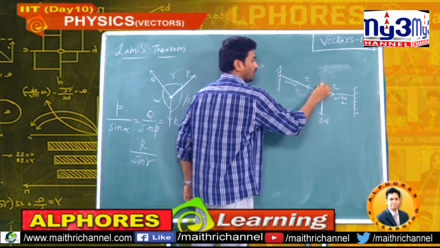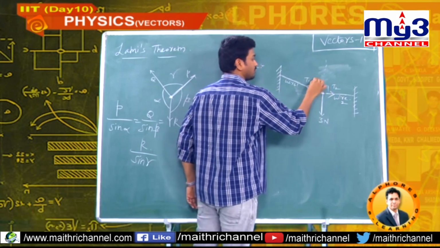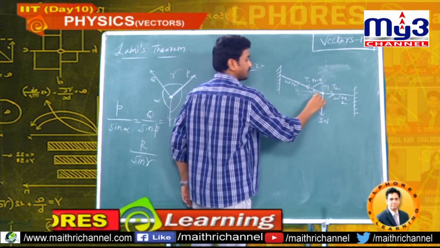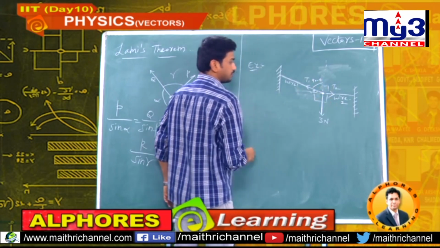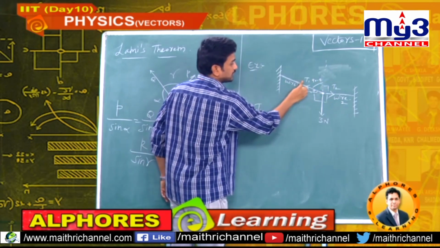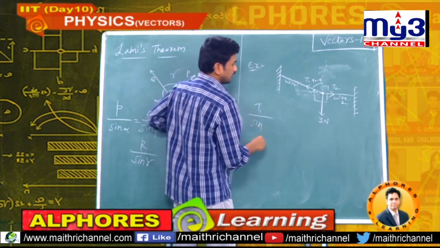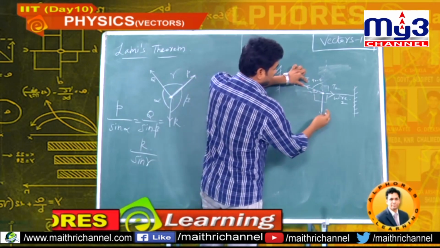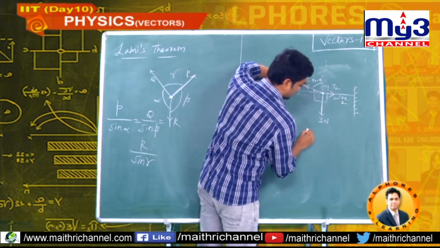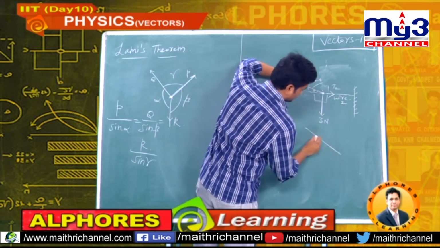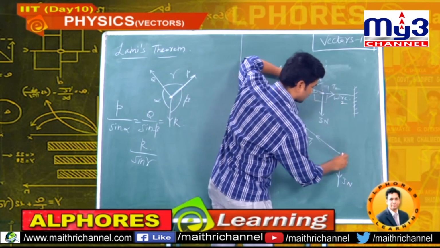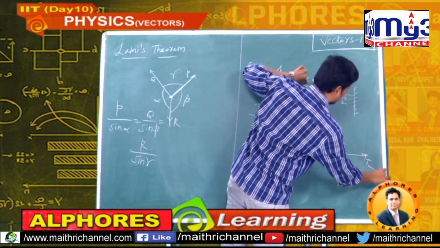This is 90. What about this angle? This is theta. This is 90 minus theta. Next, this is 90, this is 90. See, T1 by sine of opposite angle. T1, what is the sine of opposite angle? Between these two it is 90. So I will draw one more diagram. T1, the 3 newtons, and T2.